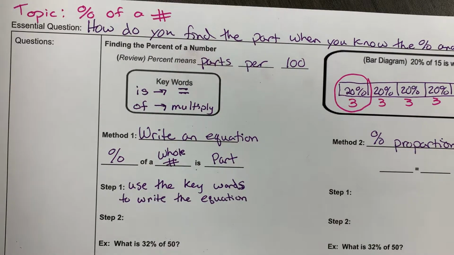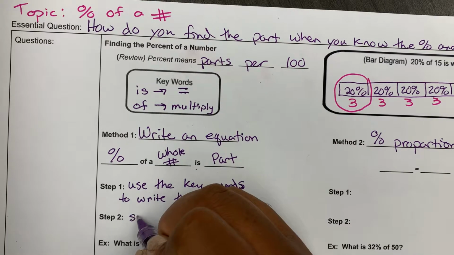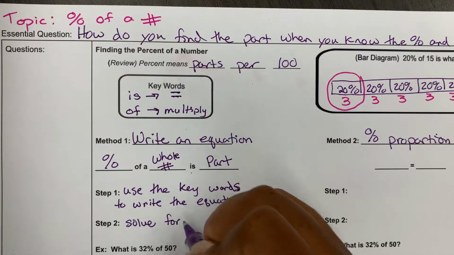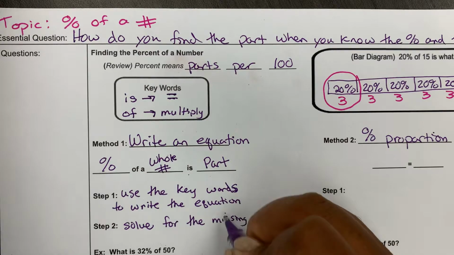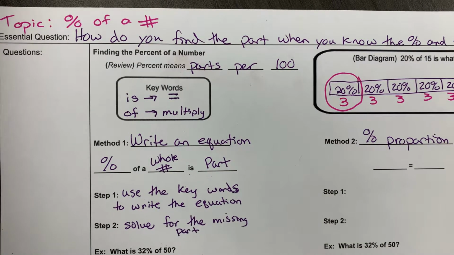After you write the equation, it's basically going to tell you what to do. When we're solving for the percent of a number, all you really do is multiply. So we're going to solve for the missing part. For right now, to solve the missing part, it's simply going to mean to multiply. So we're going to put that into practice.